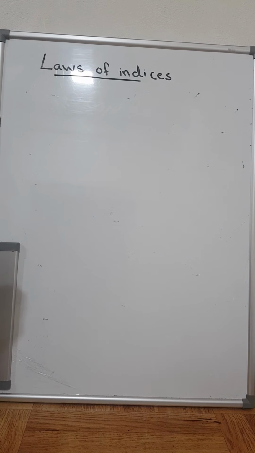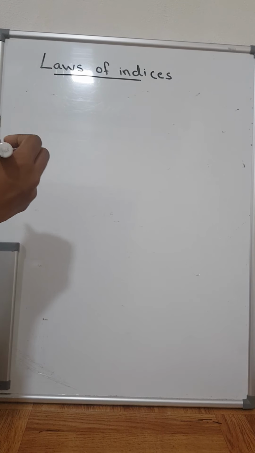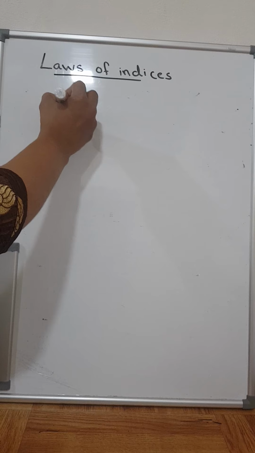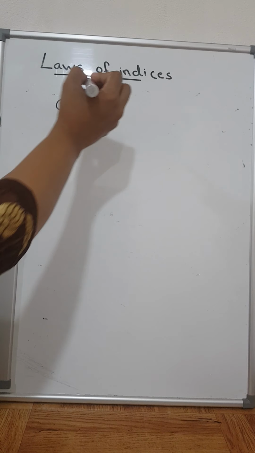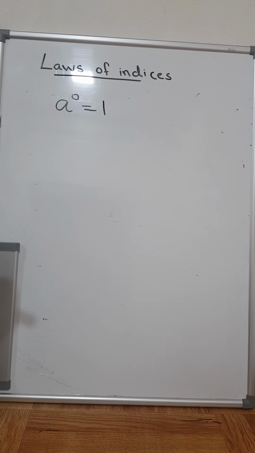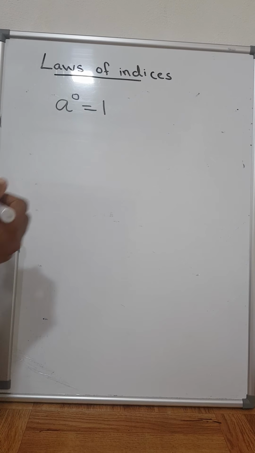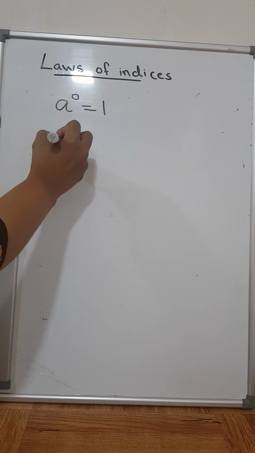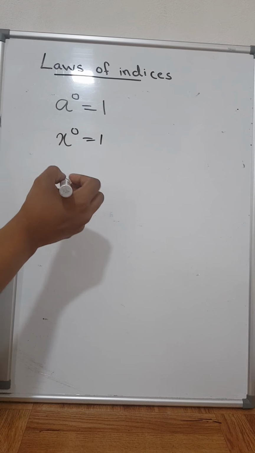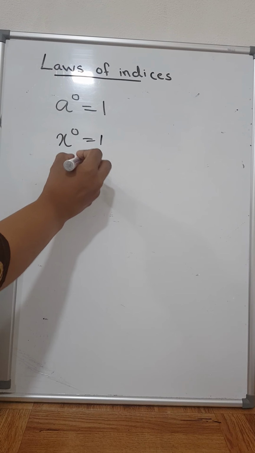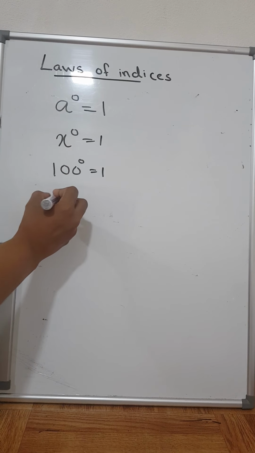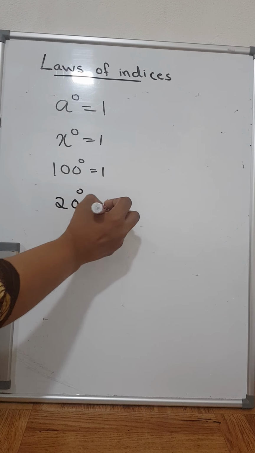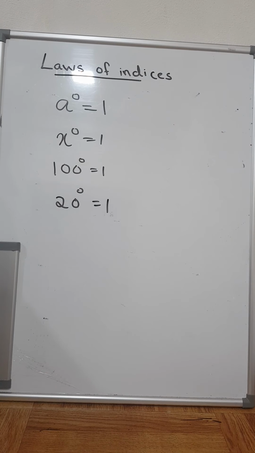Now we will see the most interesting thing about indices. a to the power 0 is equal to 1. Anything raised to the power 0 is 1. So x to the power 0 is 1. 100 to the power 0 is 1. 20 to the power 0 is 1. How are we going to get it?